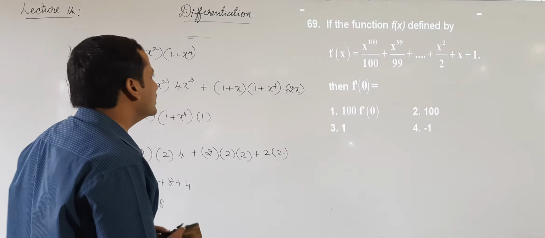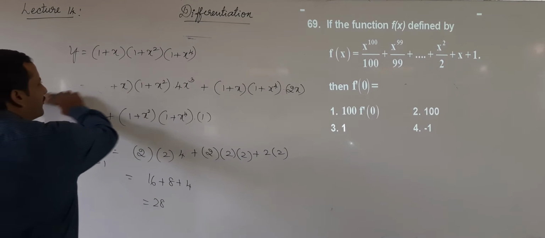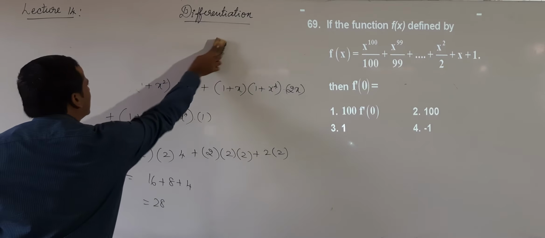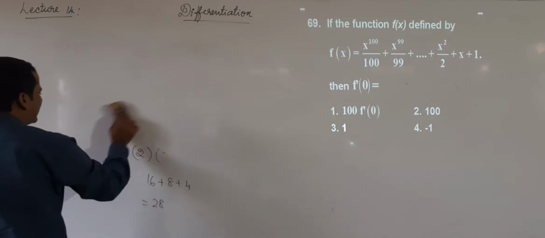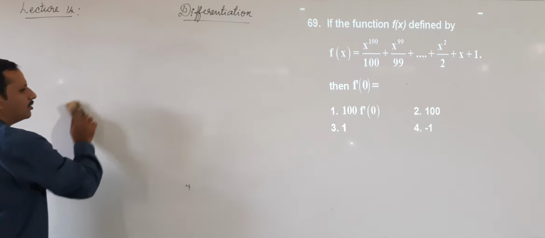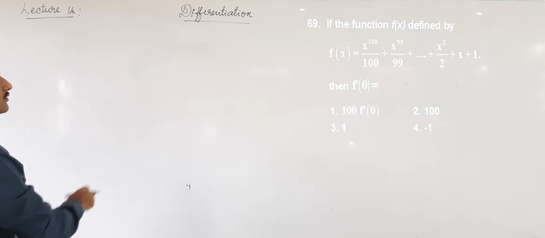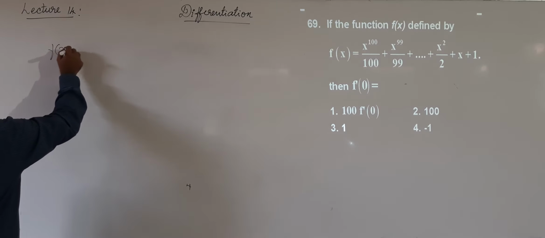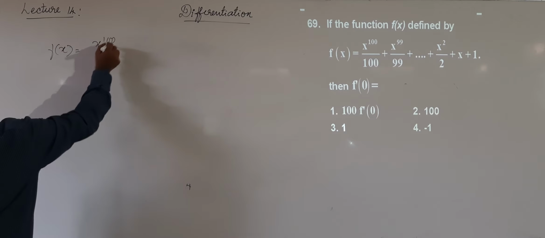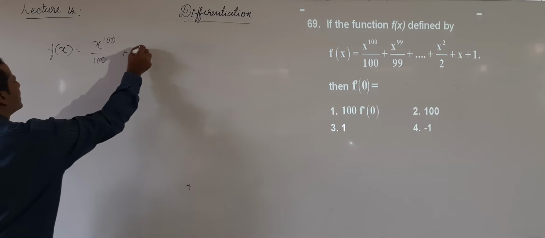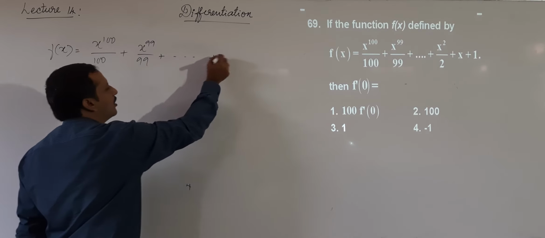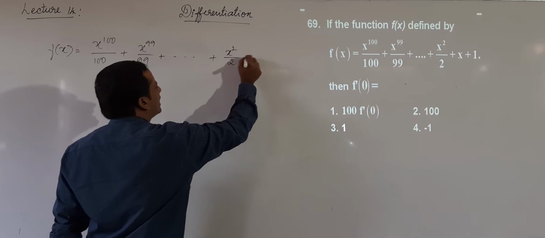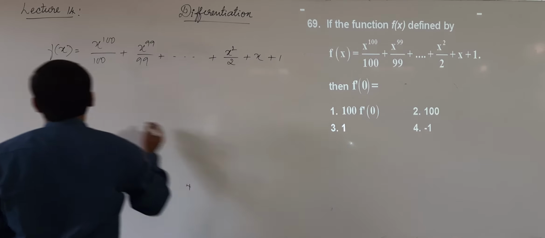Then 69th question. If the function f of x is defined by f of x equal to x power 100 by 100 plus x power 99 by 99 and so on, till x square by 2 plus x plus 1, then f dash of 0 is equal to. What is f of x? X power 100 by 100 plus x power 99 by 99 plus x power 98 by 98 and so on till x square by 2 plus x plus 1. This is f of x.